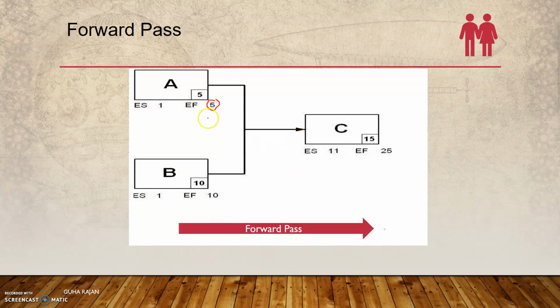Now activity C has a dependency on A and B. Unless A and B complete, C cannot start. So B completes on day 10, and naturally the early start of C can happen only on the 11th day. So 11 plus 15 is 26, minus 1, which is 25. So this is as far as the forward pass is concerned.